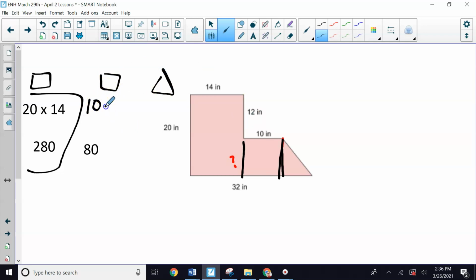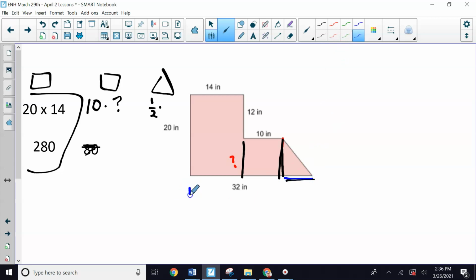10 times, we got to figure out what that number is. Don't look at that right there. And then the triangle is 1/2. Don't forget the half. We need the base and the height. Well, the height is that question mark, and then the base is here. So we're going to need to find out what this is.